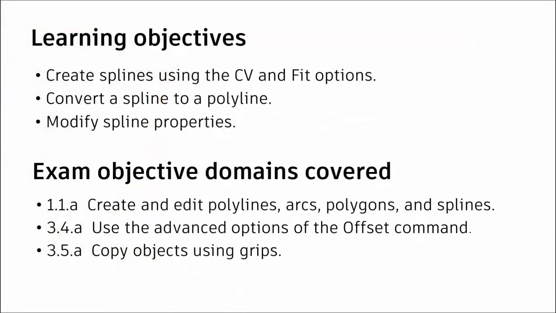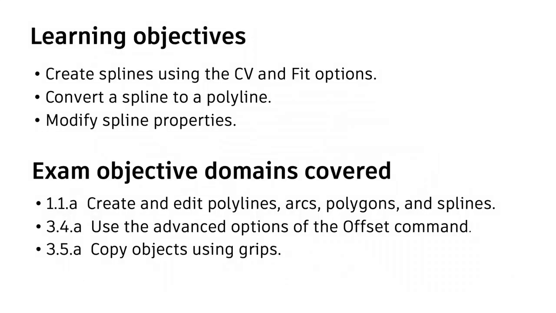I'm going to be using splines to create a topographic map. The spline command creates a smooth curve that passes through or near a set of fit points. By default, fit points coincide with the spline, and control vertices define a control frame. Both methods allow you to adjust the shape and position of the spline.